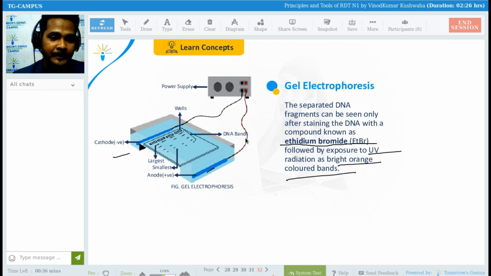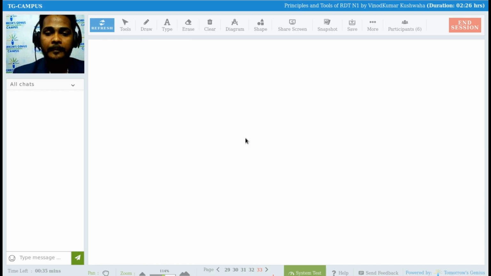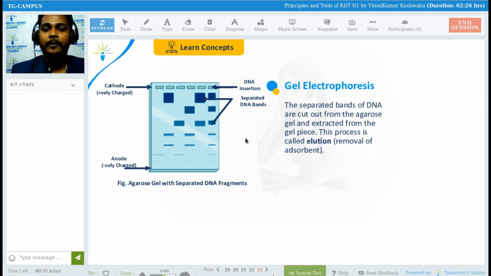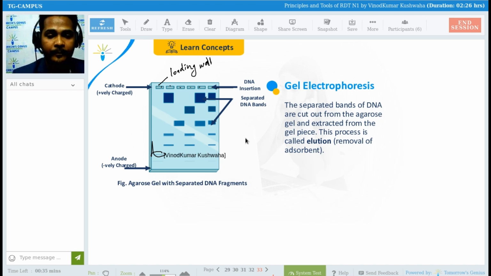Is this clear? Good. Now, here you can see this is the cathode, this is your loading well where you loaded your DNA fragments, and this is your anode, where the DNA runs according to size. The low molecular weight DNA is present over here, this is the medium molecular size, and this is the maximum. So they separate according to their size, right?